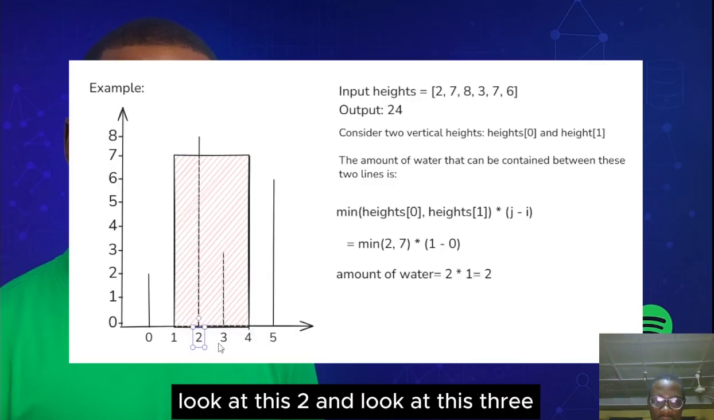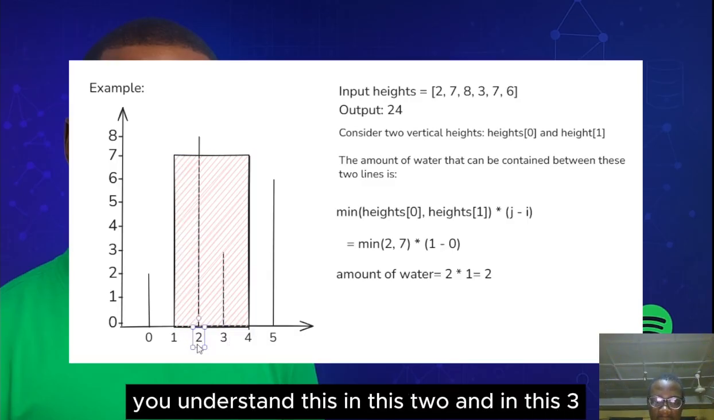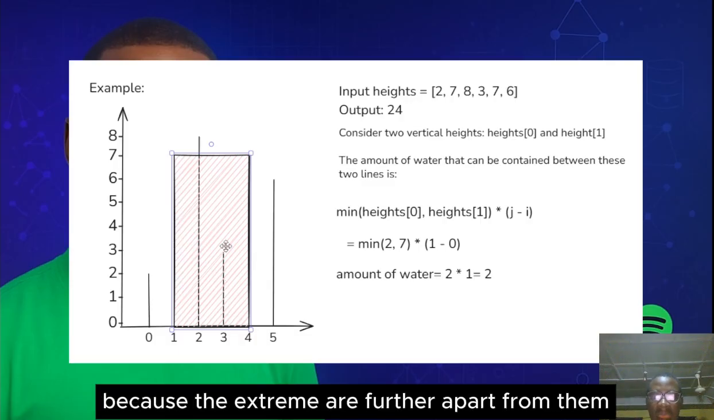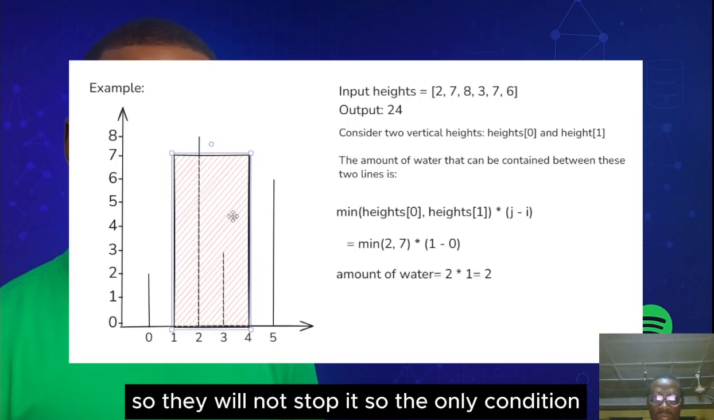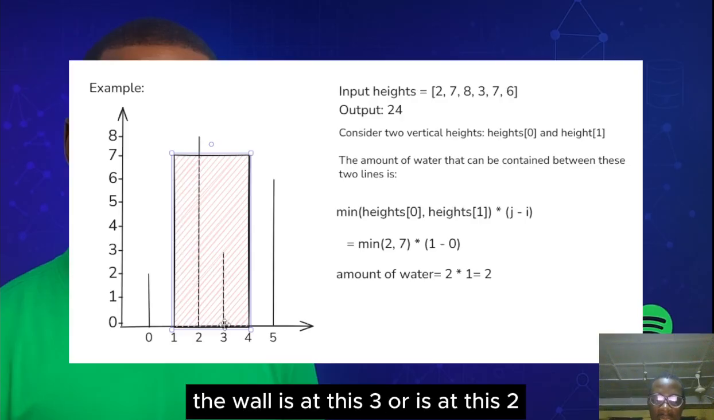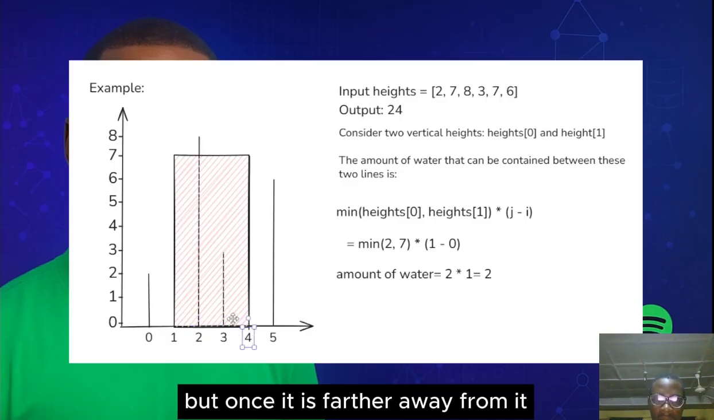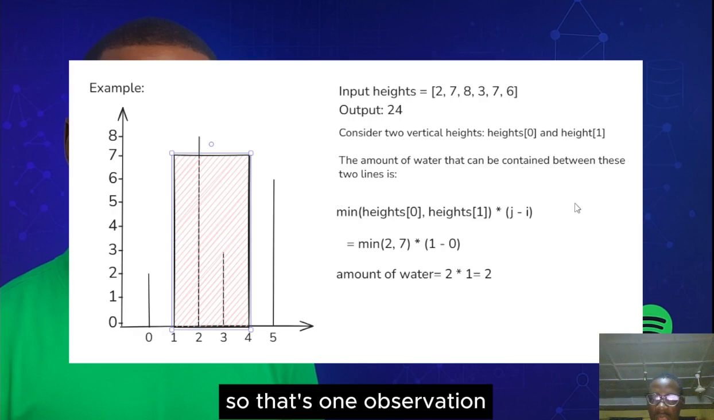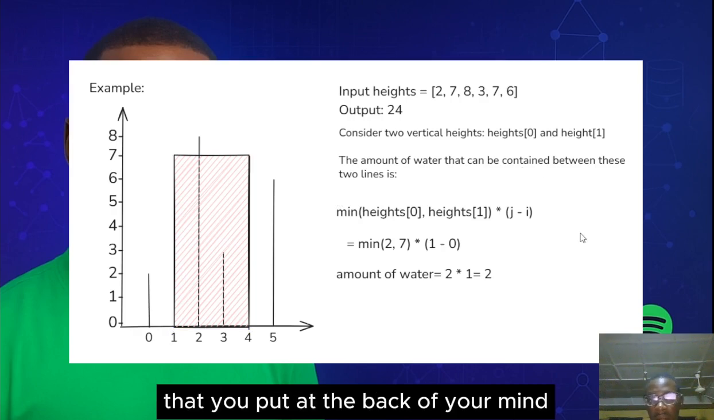Look at these two and look at this 3. You understand? This index 2 and index 3. Now we see that it does not limit the line of the water. Why? Because the extremes are further apart from them, so they will not stop it. The only way whereby it's going to stop it is when the wall is at this 3 or at this 2. But once it is further away from it, it will enclose it and it will not stop it. So that's one observation that you put at the back of your mind.